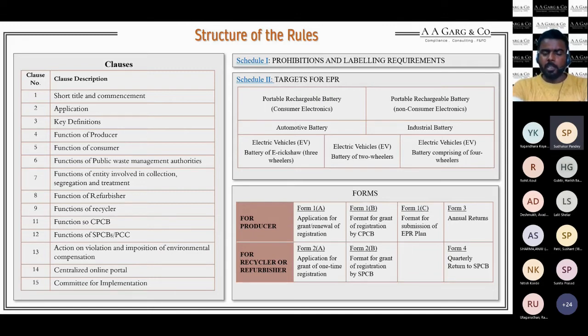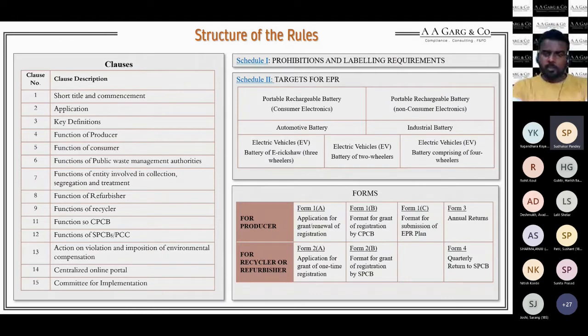The first two categories are related to portable rechargeable batteries. The first is consumer electronics and the second is non-consumer electronics portable rechargeable batteries. Then the third category is automotive batteries. Fourth is industrial batteries. Fifth, sixth, and seventh are related to electric vehicles, and that has been categorized as per the type of vehicle, I mean three-wheelers, two-wheelers, and four-wheelers.